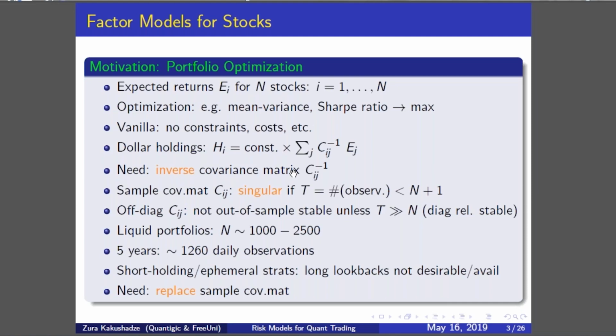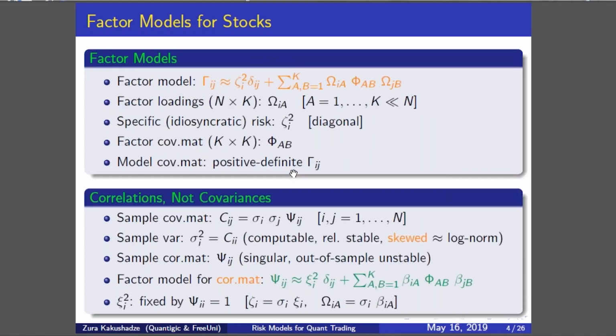So in practical applications, the way it is typically done is that instead of using a sample covariance matrix, you use some kind of a model covariance matrix. And a typical way of modeling a covariance matrix is through a factor model.